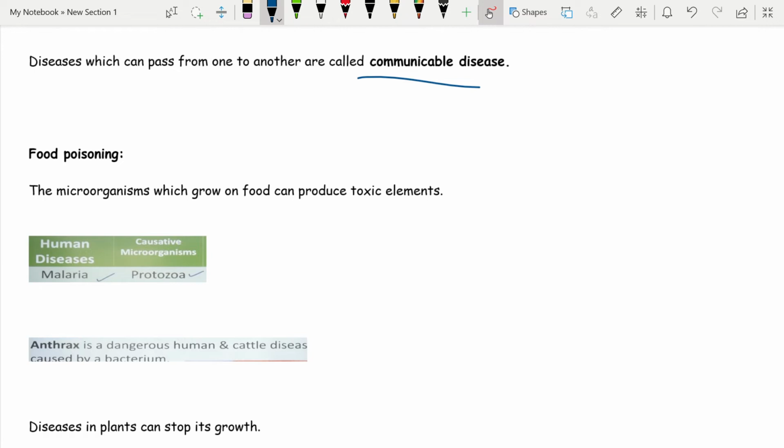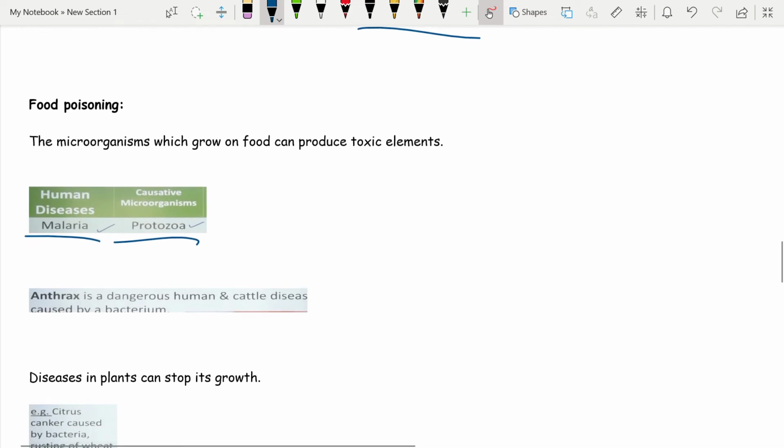Now, human diseases. Malaria is caused by protozoa. Okay, protozoa is just a type of microorganism, but there are many types of protozoa as well. Anthrax is a dangerous human and cattle disease caused by a bacterium.